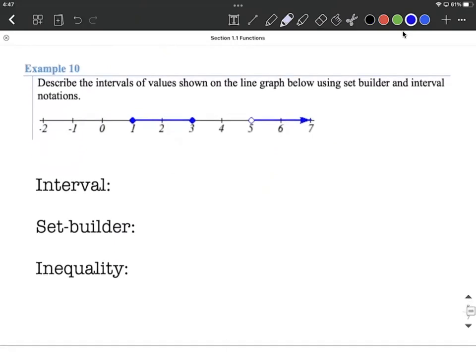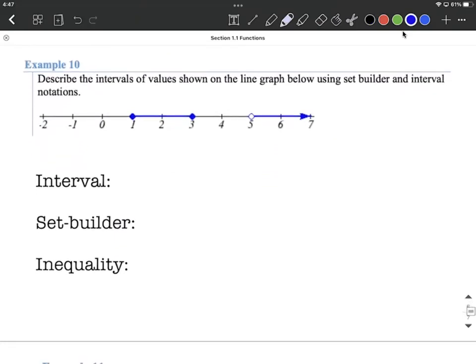I am not doing all of those, but let's move down to where we've been given a graph, and let's see if we can rewrite this in interval notation, set builder notation, and as an inequality. It looks to me like we have two separate intervals, two separate shaded regions. We have one here, and then another one going off to the right-hand side. So the first one, I think we can describe in interval notation as between 1 and 3.